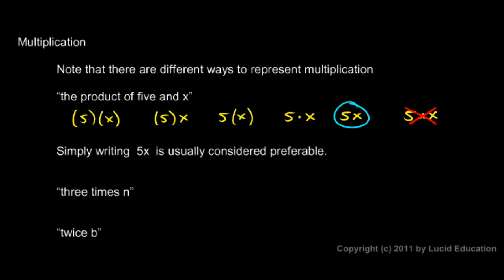So let's look at these other examples. 3 times n, we would just write that as 3n. And mathematically we understand that that means multiplication. The 3 and the n are multiplied together. Same thing here. Twice b, twice means 2 times, so I would just write that as 2b.